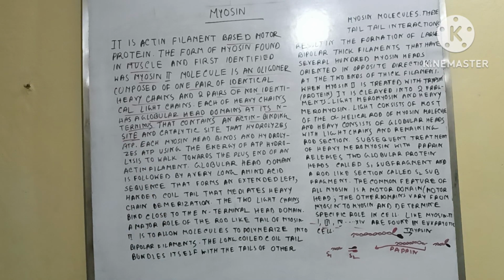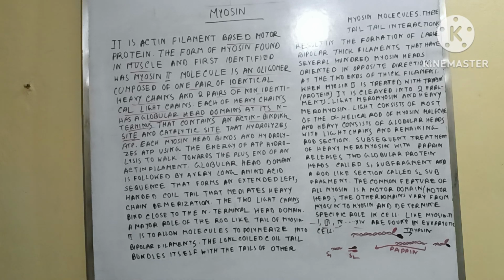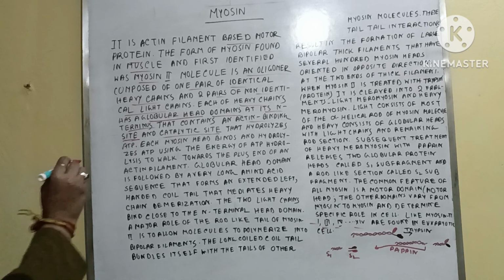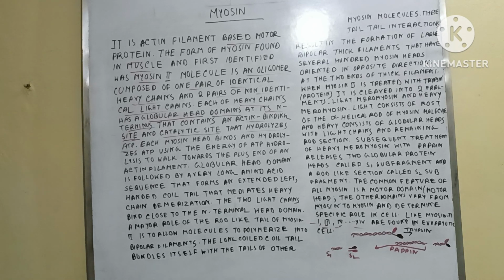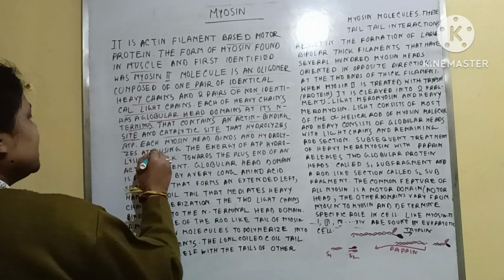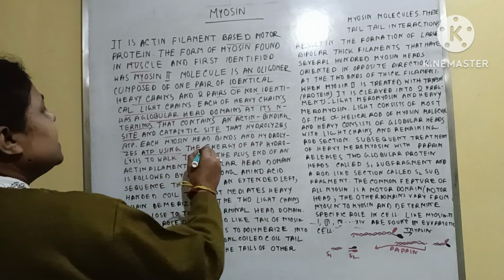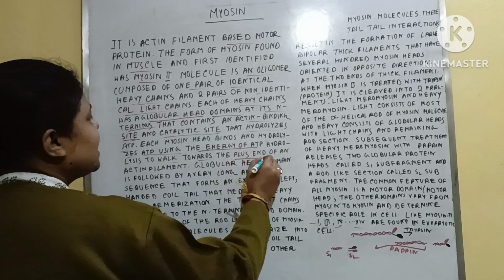This is the region where the actin filament can bind with the myosin, and obviously this is the catalytic site. Why is this catalytic site needed? It is needed for the hydrolysis of ATP. Each myosin head binds and hydrolyzes ATP, using the energy of ATP, and in that way it works towards the plus end of an actin filament.